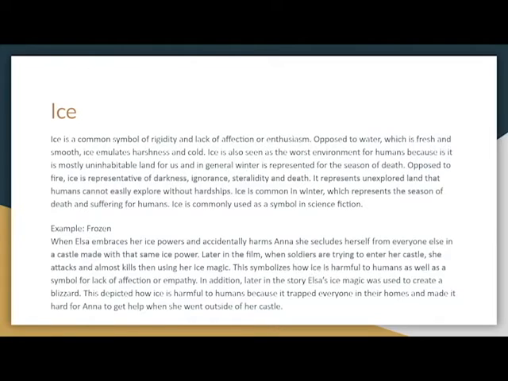In addition, later in the story, Elsa's ice magic was used to create a blizzard. This depicted how ice is harmful to humans because it trapped everyone in their homes and made it hard for Anna to get out when she needed help outside of her castle.